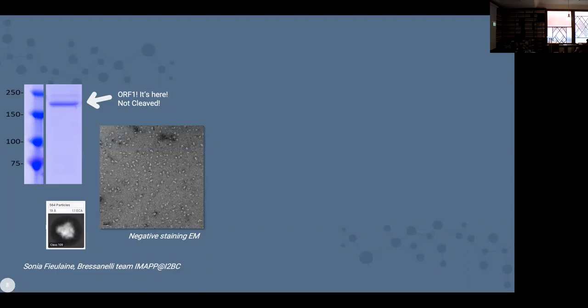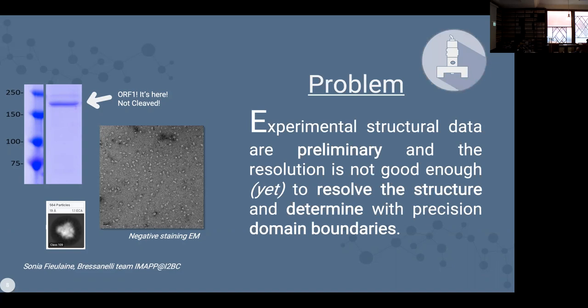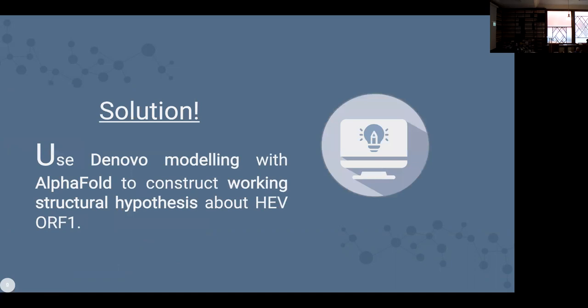We are also starting to have some pictures in electron microscopy, in negative staining, so we have a bit more experimental data to get these structures, but it's not enough yet. It's not enough to get a proper structure and to find how many domains you have and where the domain boundaries are. Of course, you all understand where I'm going: we use AlphaFold to try to investigate this.